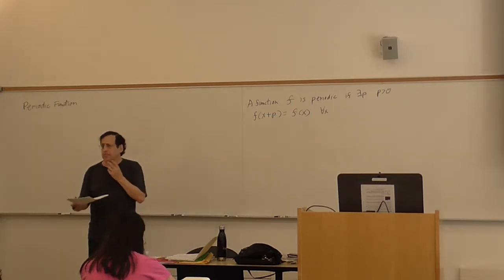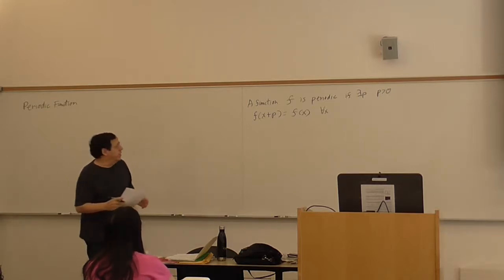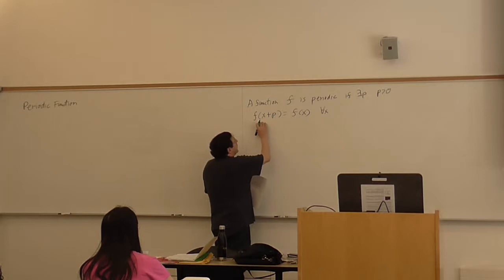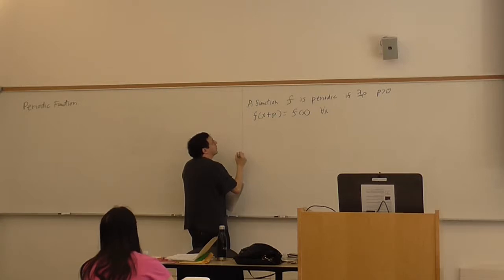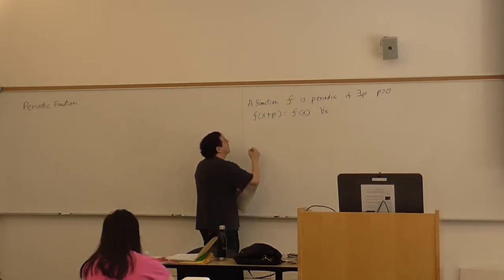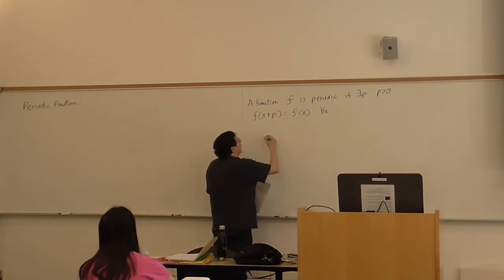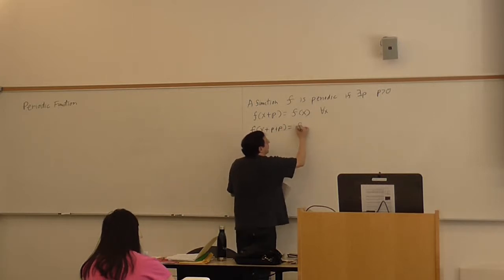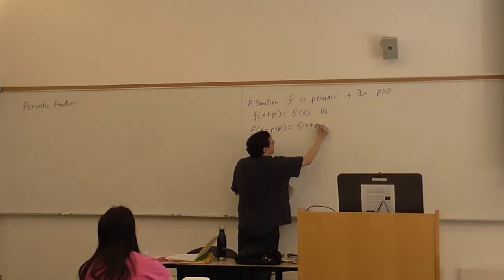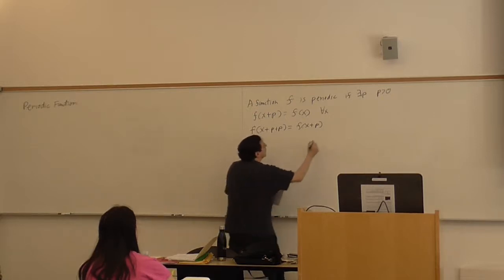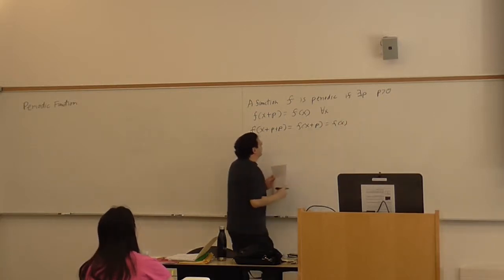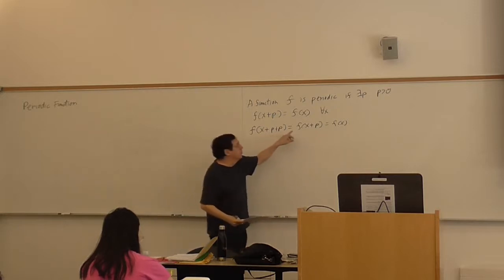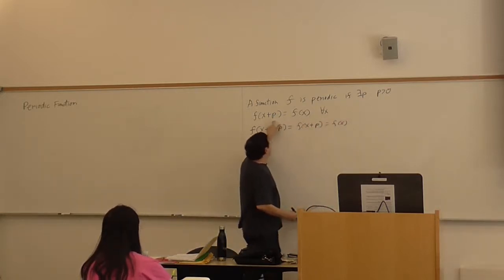Okay, that's kind of an abstract definition. Let me note that if f of x plus p equals f of x, well, x plus p is obviously in the domain, so f of x plus p plus p will equal f of x plus p, which will equal f of x. So 2p is another value like p that's true.